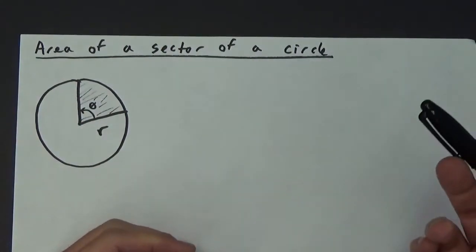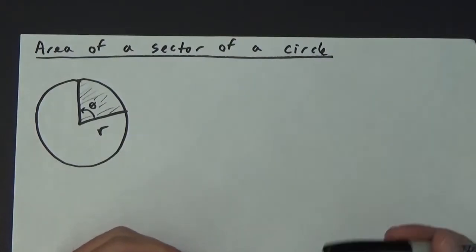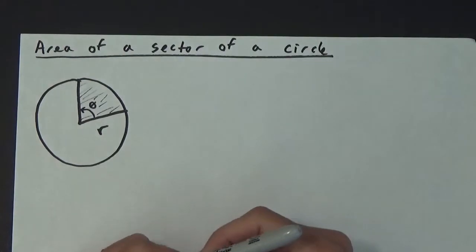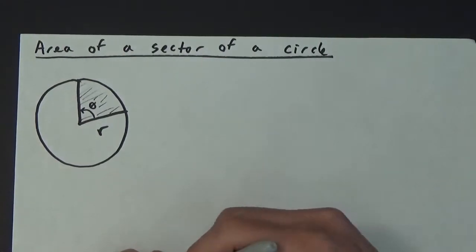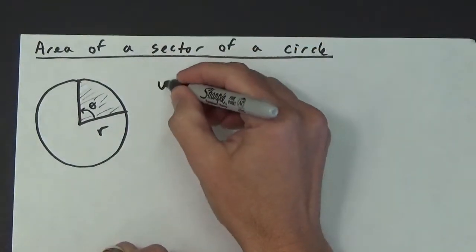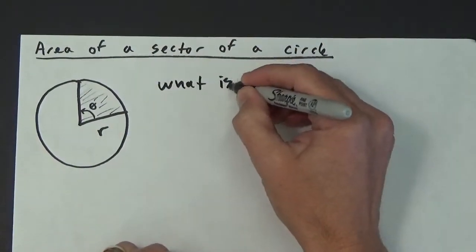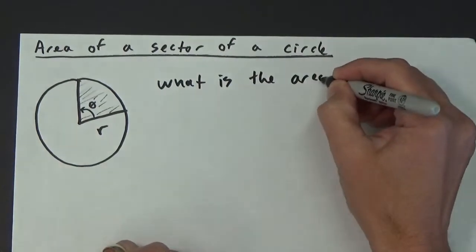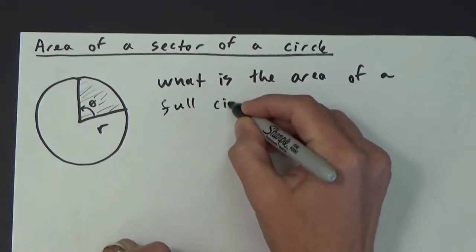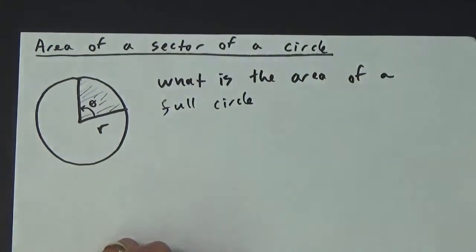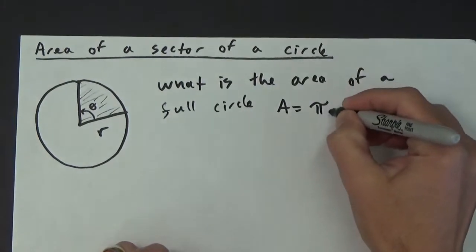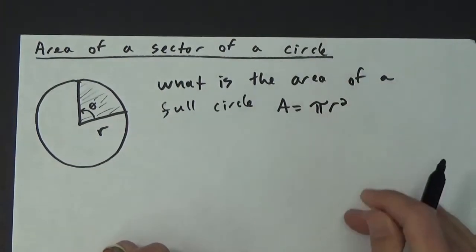Let's go through the same logic we used to find the arc length of a circle to look at the area of a sector of the circle. We first start off with what is the area of a full circle? This is easy enough. This is from geometry. Area is pi r squared.